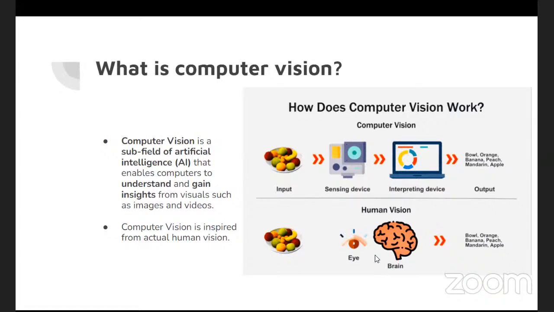So this brain can be replaced with a deep learning model. When our eye captures an image of an apple, after the eye captures this image, particular features will be extracted by our brain.